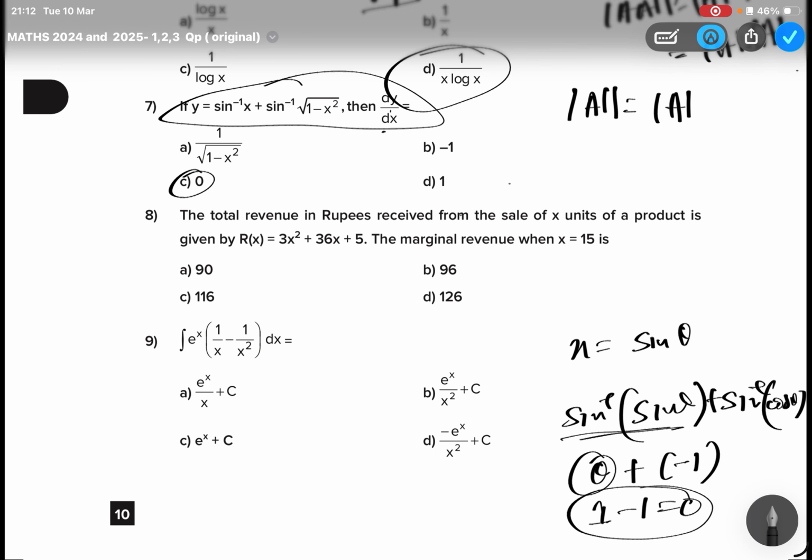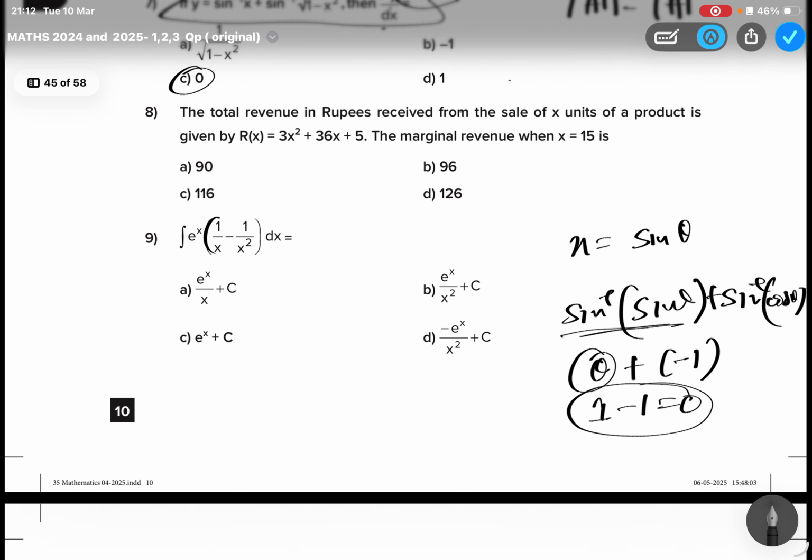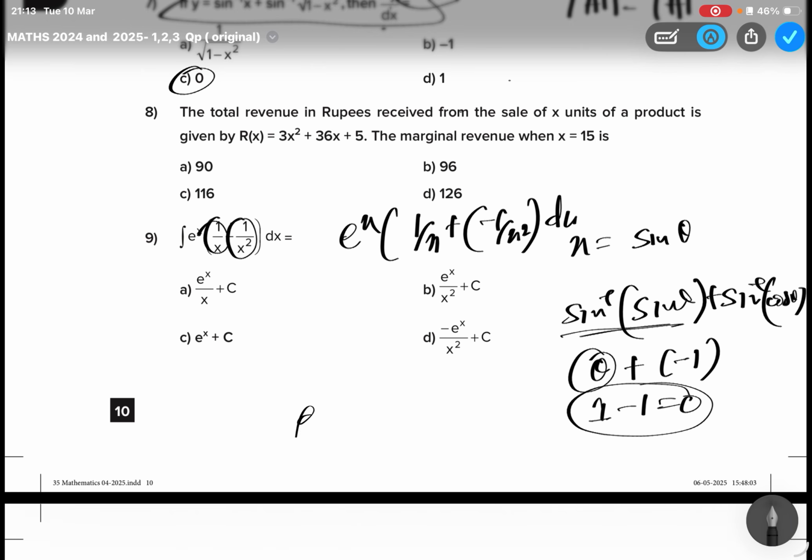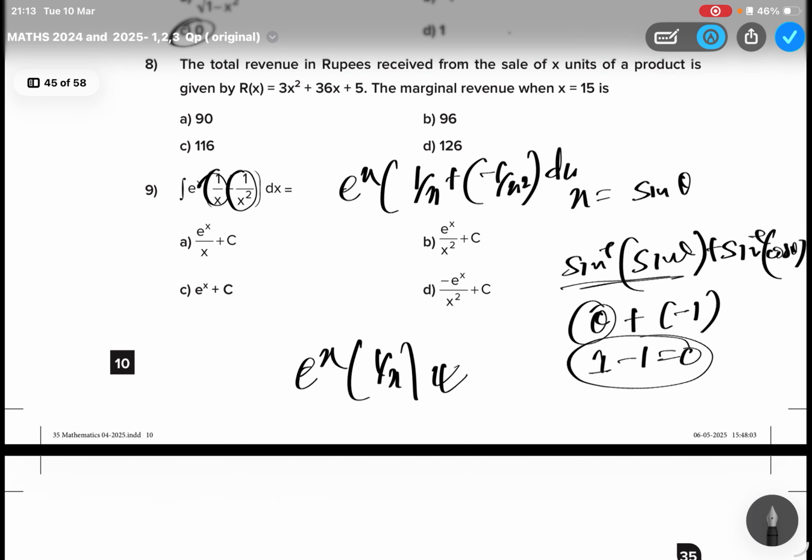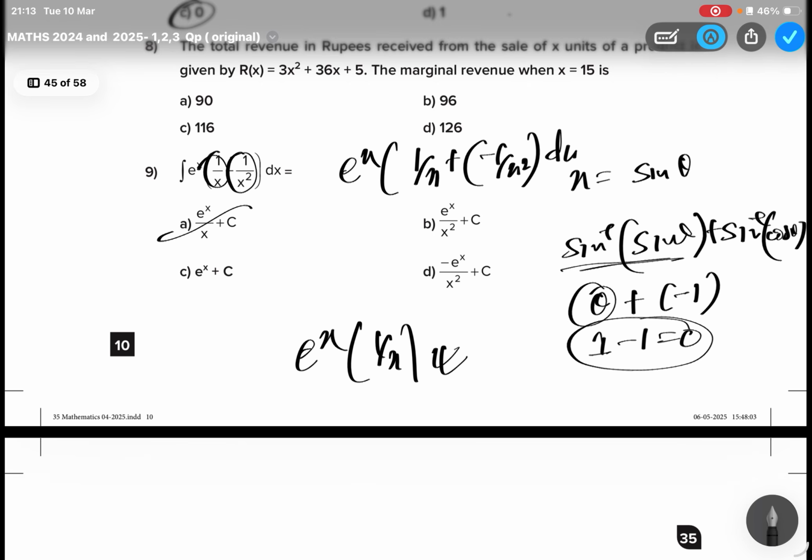So next question. Differentiation of 1 by x is minus 1 by x square, e to the power x into 1 by x minus 1 by x square. So the answer will be e to the power x by x. This is the answer, e to the power x by x.